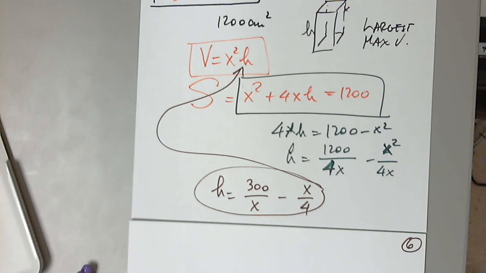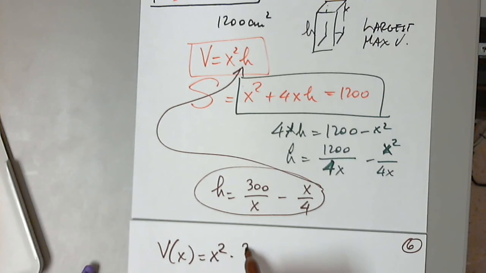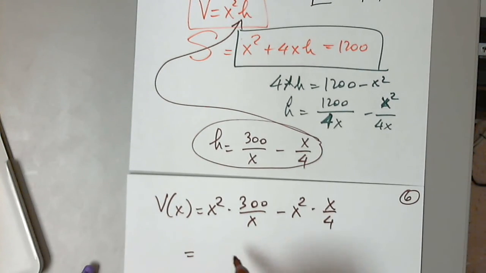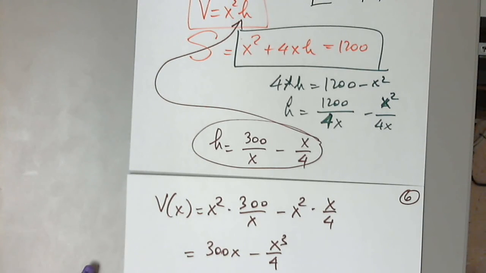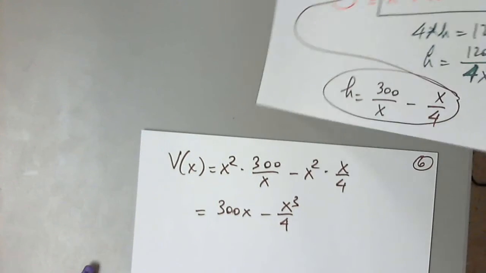And now I can say that this function is indeed a function of x only, multiplied by x squared. So x squared times 300 over x minus x squared times x over 4. This becomes 300x minus x cubed over 4. So I simplify it again, an x with an x, so I got 300x, and then I had x cubed over 4. Okay, so now we're happy. We have the function. It's a function of one variable. That's nice. What do I need to do next?